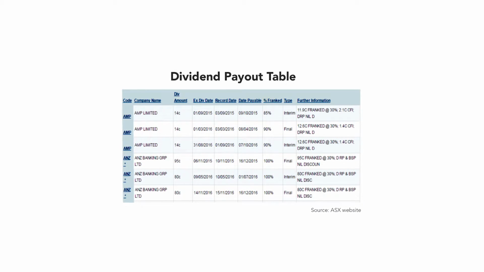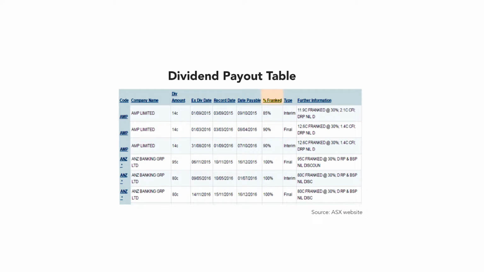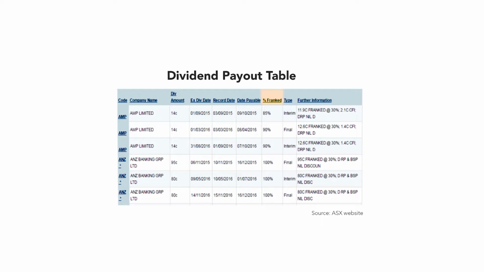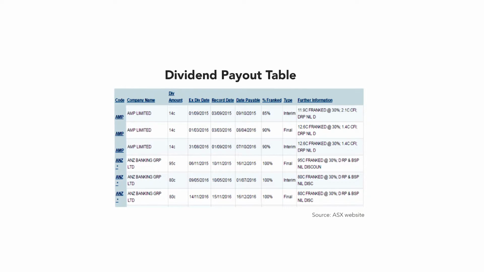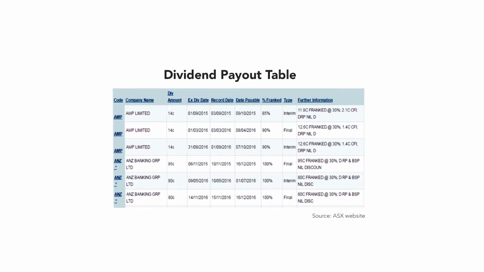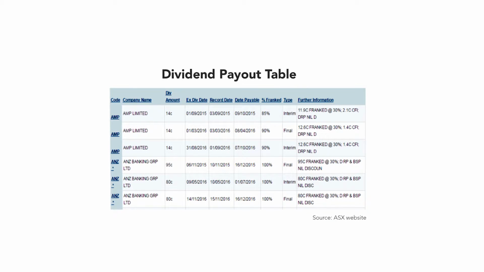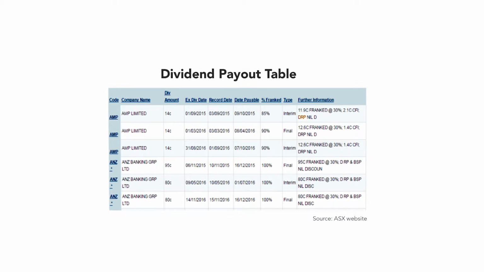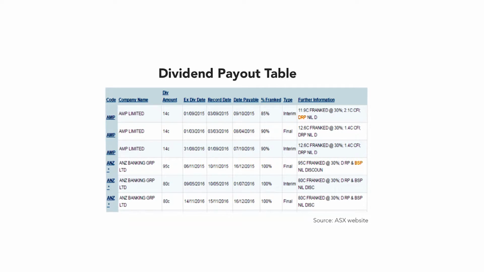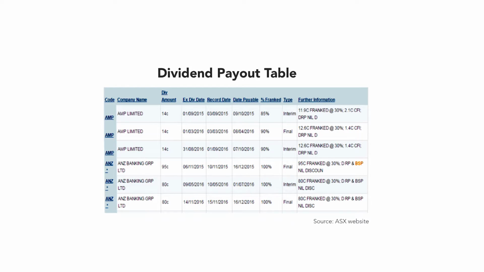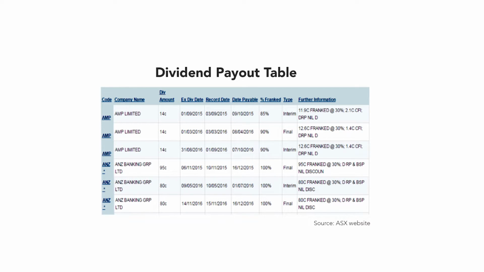The column percentage franked specifies the proportion of franked dividend within the imputation tax system. I will give you examples soon. You can also find there are two types of dividends. One is called interim and the other is final. There are other forms of dividends in addition to cash dividends as well. For example, from the last column, you will find DRP, which stands for Dividend Reinvestment Plan, and BSP, which stands for Bonus Share Plans. You can explore more about dividends on the Australian Stock Exchange website.